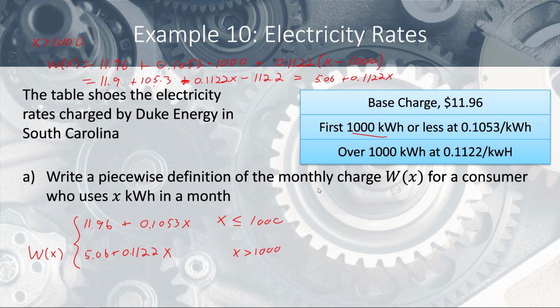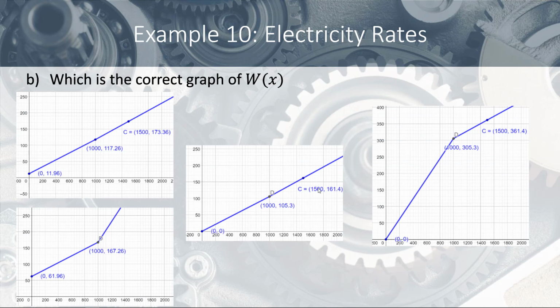And now part B is to compute the graph. Okay, and here are our four options. And let me rewrite our equation again. We have that w of x is equal to 11.96 plus 0.1053x when x is less than or equal to 1,000 kilowatt hours. And then it's going to be equal to 5.06 plus 0.1122x when x is strictly greater than 1,000 kilowatt hours.